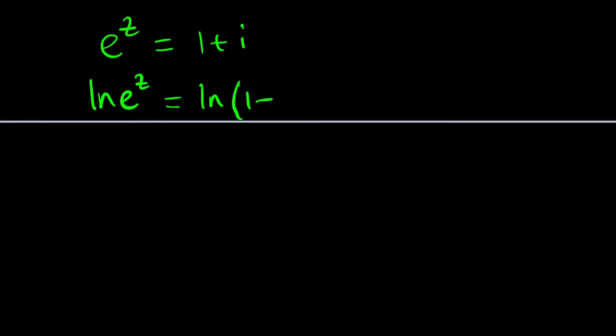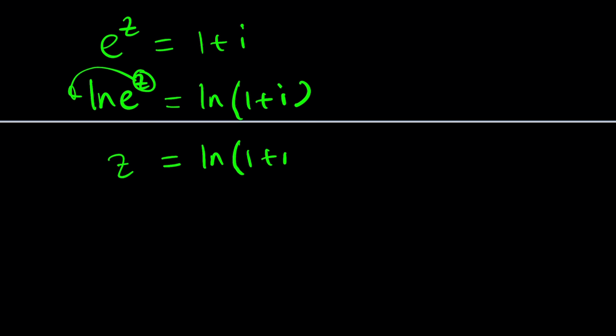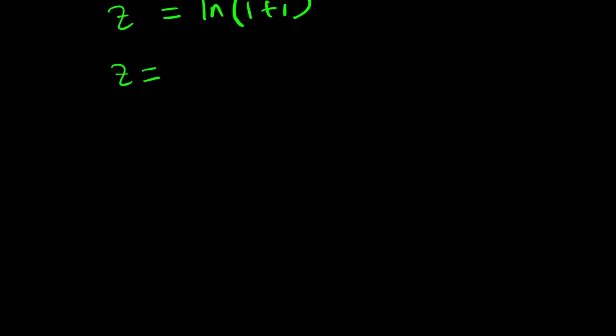This is going to bring down the z, and z ln e is 1, so it's just going to be z equals ln of 1 plus i. But the million-dollar question is, what is the ln of a complex number? Or if you want to write it as Log, that's fine. We can change it now to Log, and in this case, Log is basically the complex logarithm.